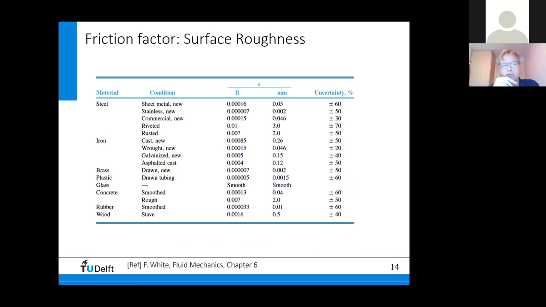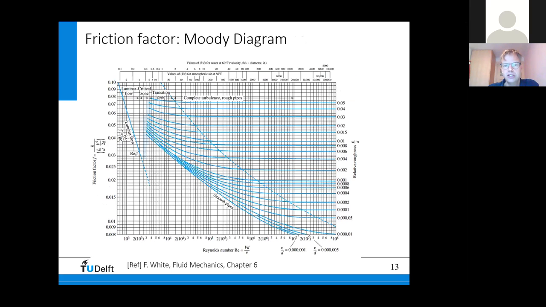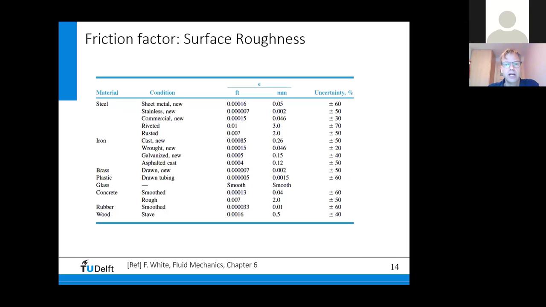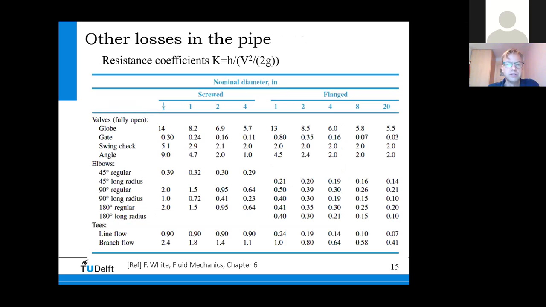Typical friction factors, those roughness values for surfaces you can use there. So if you have these numbers above that, you can relate them to the relative roughness of different materials, and then you can calculate the friction factors versus the pipe, and by combining them all together, you can get the overall friction factor.